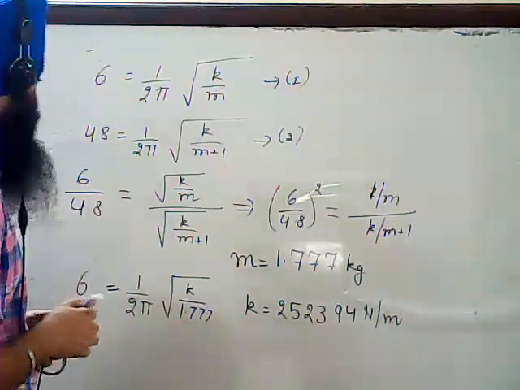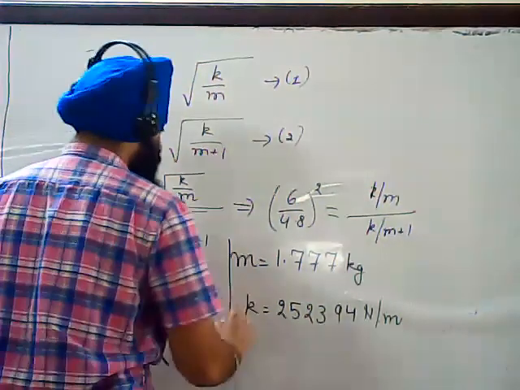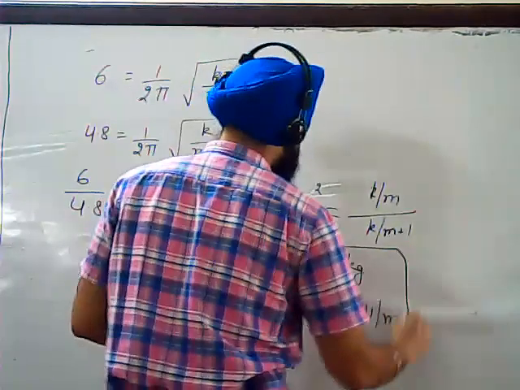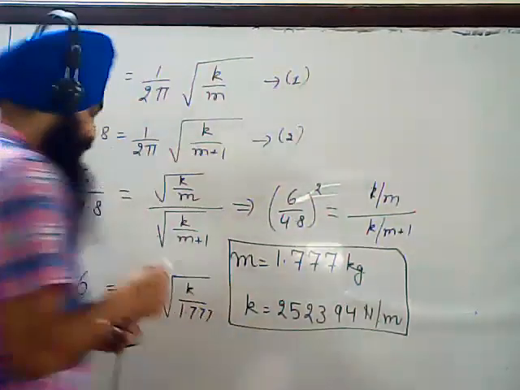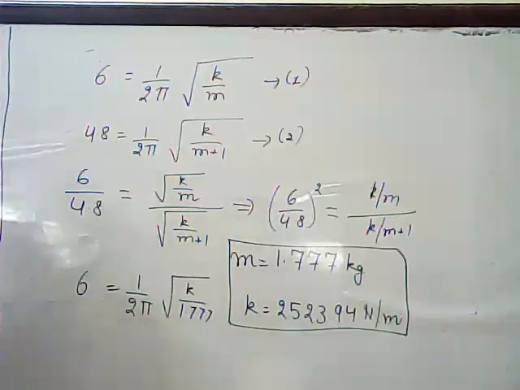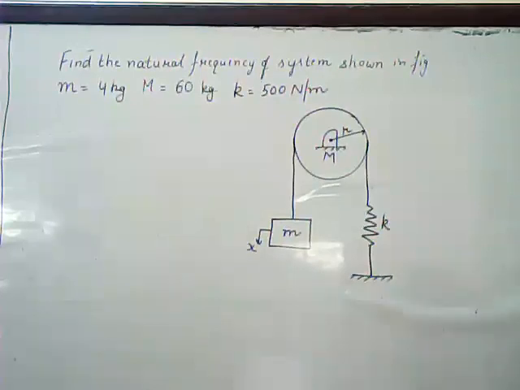So the value of mass is 1.777 kg and the value of stiffness is 2523.94 Newton per meter. So this is the value of stiffness and mass.